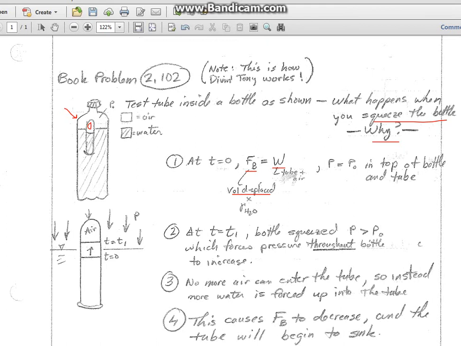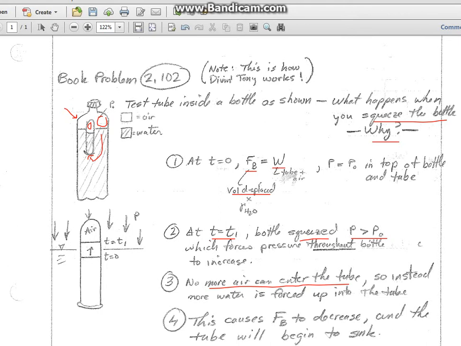So let's say then at T1 you squeeze that bottle and the pressure in the bottle increases, right? Because you're reducing the space in here by squeezing together the bottle. So there's the same amount of air in there, so it's going to go up in pressure. So no more air can enter the tube because it can't get through this pathway here. It's not going to jump through all that water.